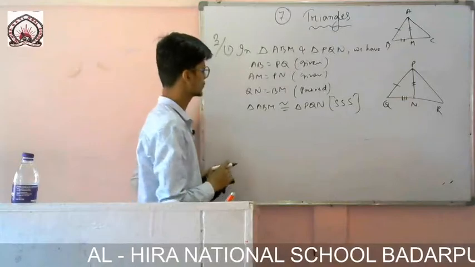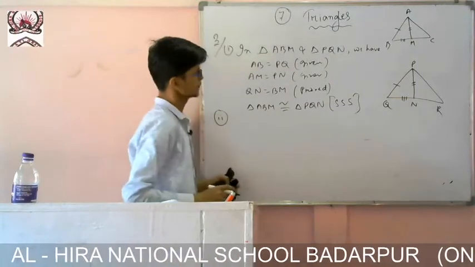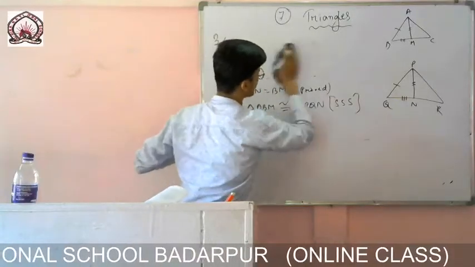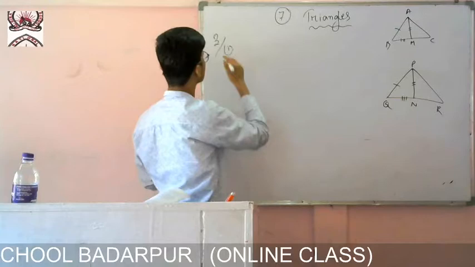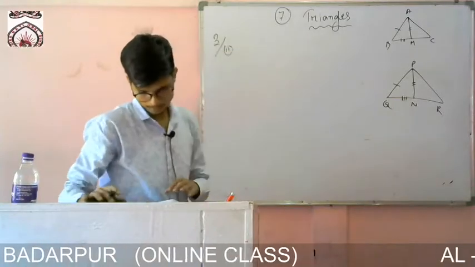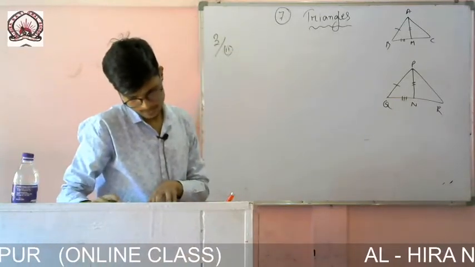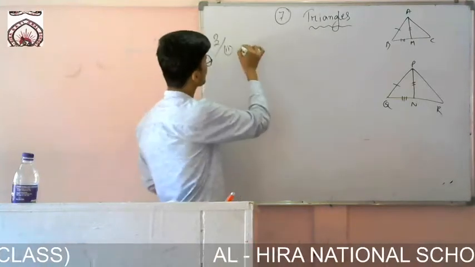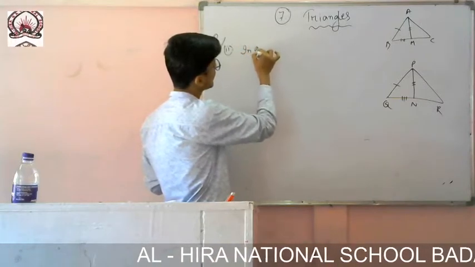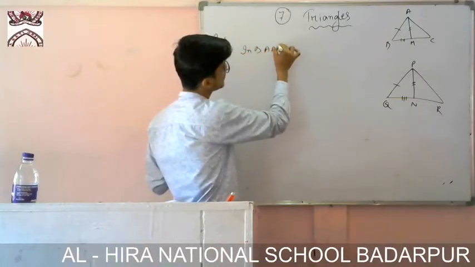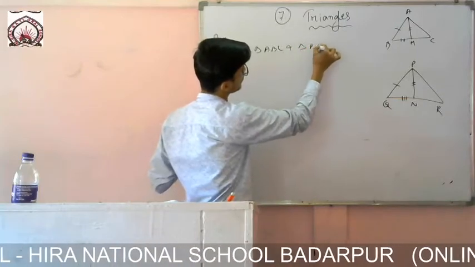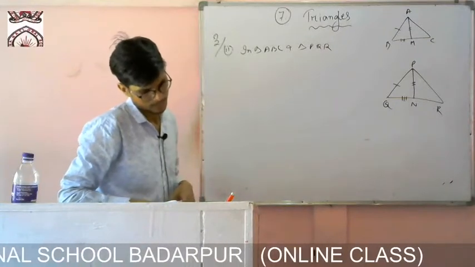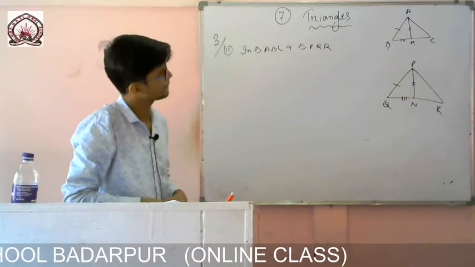Then Roman number 2. Let me erase this one. Now we'll do Roman number 2. I have to show that triangle ABC is congruent to triangle PQR. This one is very easy. So you write, in triangle ABC and triangle PQR.